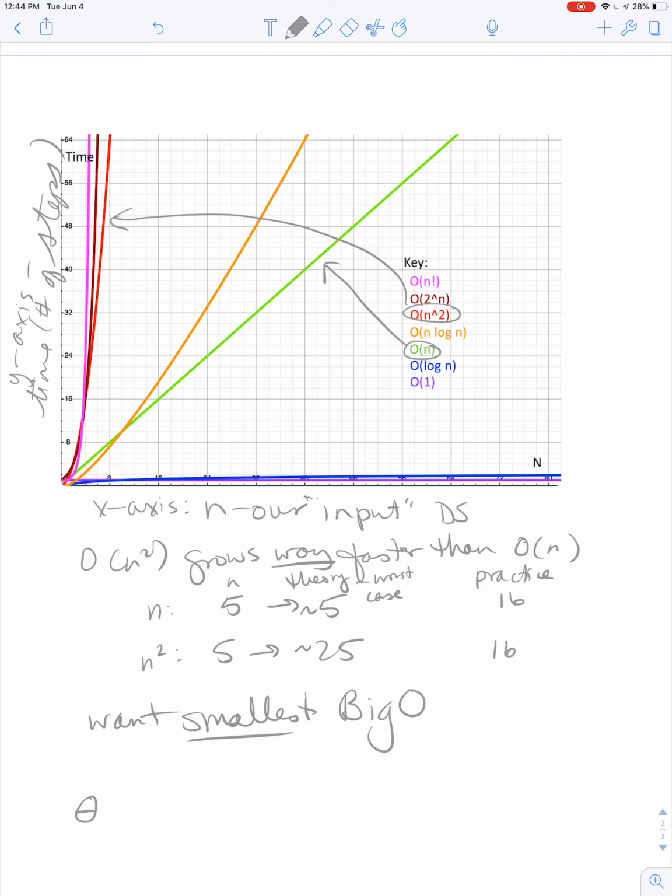There are also things called big theta and big omega, which allow us to capture, it's still similar notation in that we drop constants, but it's for the average case and the best case. However, most people want to plan for the worst case scenario, so big O is the most popular.